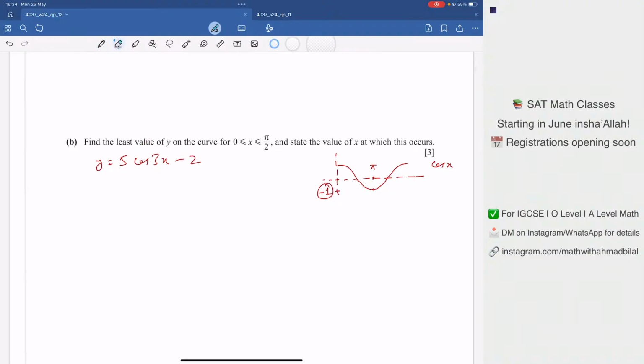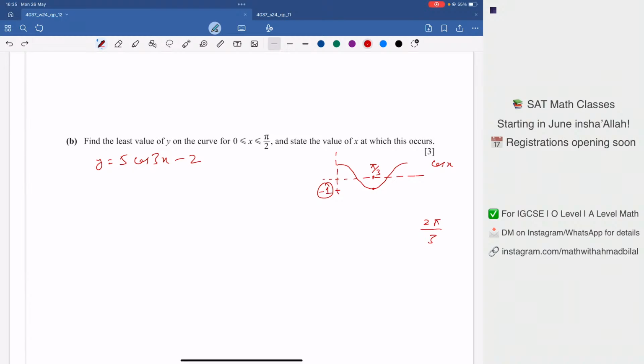3x means the period is divided by 3 in this case, right? So the original period was 2 pi. The period for this transformed graph is 2 pi over 3. So that means this value that was earlier occurring at pi, now that value would actually go to pi over 3, right? So that does fall in this interval. So we know that the value minus 1 is falling in this interval, as in when cos is minus 1, that point is falling in this interval.